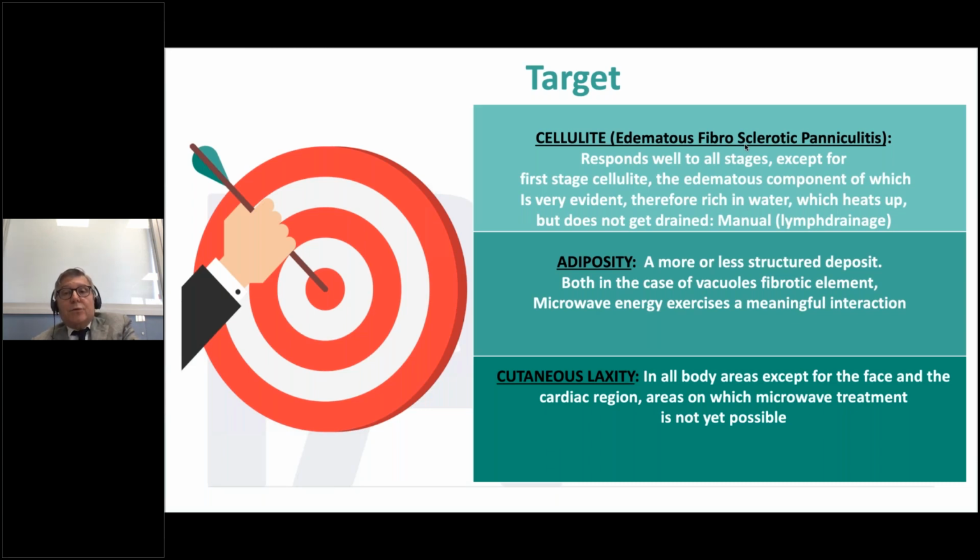Cellulite responds well to all stages, except for first-stage cellulite, the edematous component of which is very evident. Therefore, it is rich in water, which builds up but doesn't get drained. So it's important to have manual lymphatic drainage. Cutaneous laxity can be treated in all body areas, except for the face and the cardiac regions, areas on which microwave treatment is not yet possible. But now, yes.